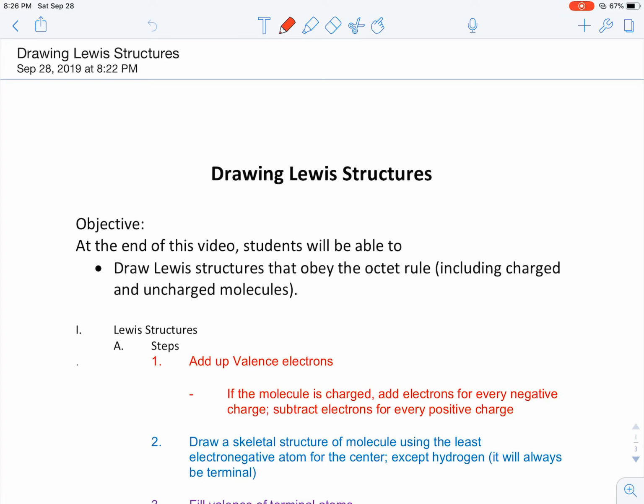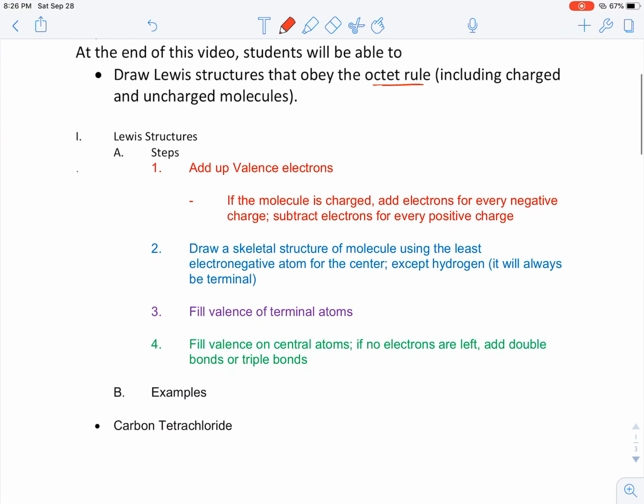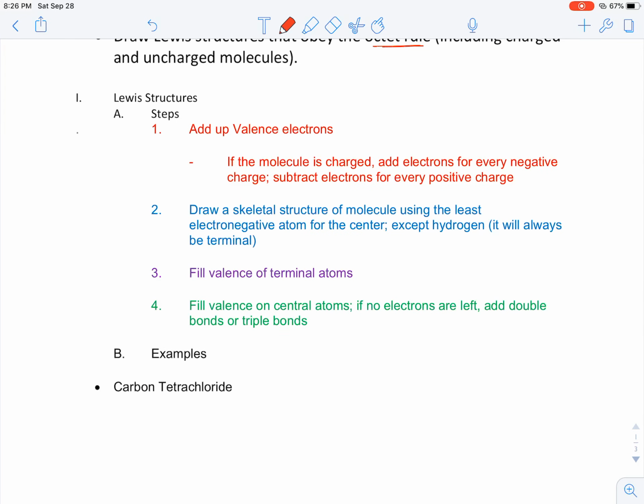And today we're talking about the easy ones, which is the ones that obey the octet rule. So our objective for today, at the end of this video, students will be able to draw Lewis structures that obey the octet rule, including charged and uncharged molecules. So today we'll see some charges as well, whether they're positive or negative. So let's just quickly go through the steps, and we'll revisit them each time we draw a Lewis structure, so don't worry if you don't get them right away.